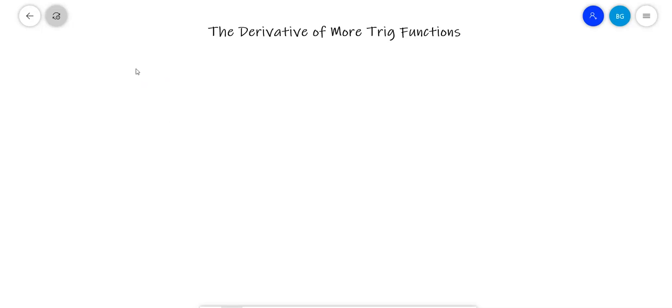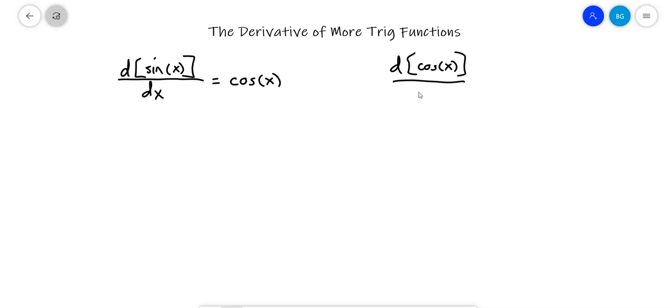So maybe we should review sine and cosine. If we recall, the derivative of sine with respect to x is cosine, and the derivative of cosine with respect to x is, I'm sorry, it is negative sine. Now let's investigate this.